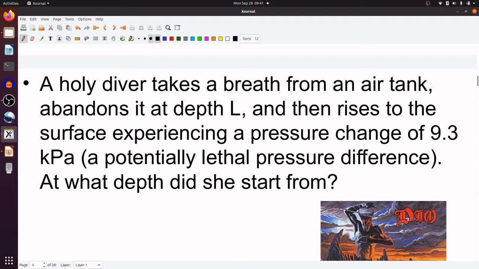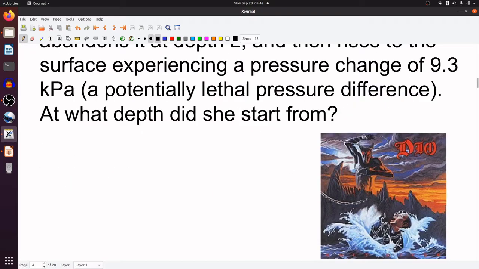But anyways, so we have a Holy Diver, and she takes a breath from an air tank, abandons it at the depth of L, and then rises to the surface, experiencing a pressure change of 9.3 kPa. Pressure is generally going to be expressed in kilopascals, just because 9,300 is a little long. But anyways, at what depth did she start from? We want to use the fact that the change in pressure is equal to rho g delta h.